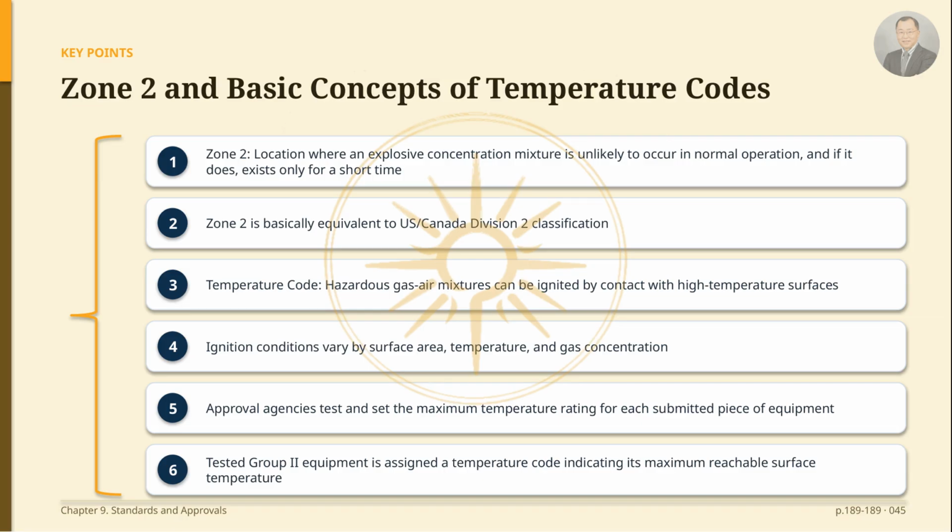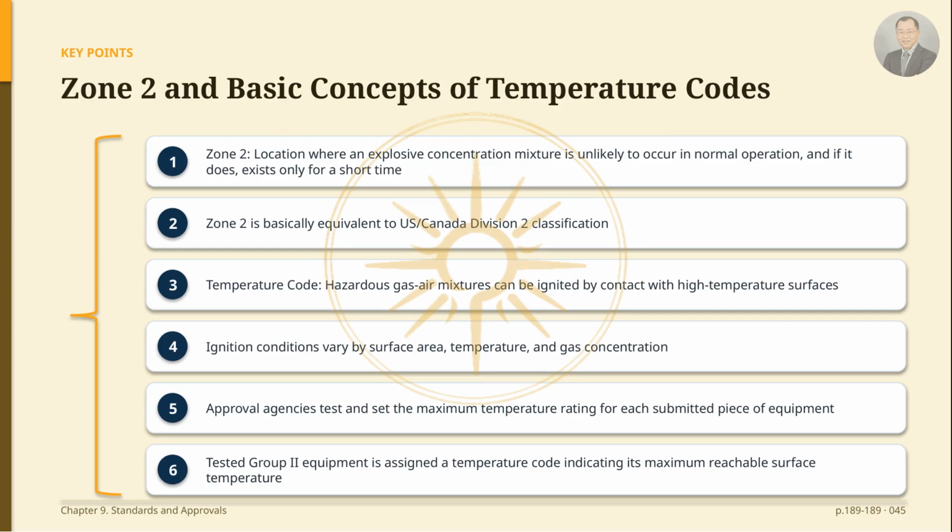Now, I'll introduce the basic concepts of Zone 2 and temperature codes. Zone 2 is a location in which an explosive concentration of a flammable or explosive gas or vapor mixture is unlikely to occur in normal operation and, if it does occur, will exist only for a short time. You can consider Zone 2 to be basically equivalent to the North American Division 2 classification.